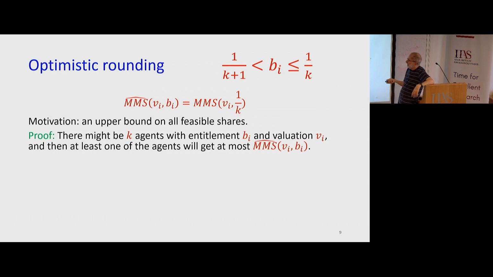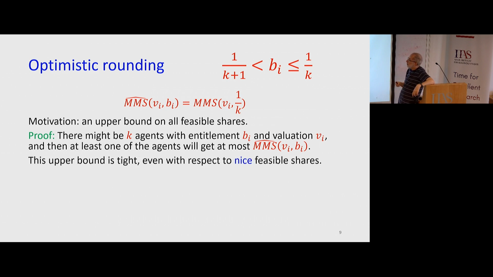And indeed it is, for a very simple reason, because there might be k agents, all with this entitlement bi, so all would be rounded up to 1/k. And if they all have the same valuation vi like you, then at least one of the agents would get at most this share value, this MMS value. So if you want a share that is feasible, it cannot have value higher than this particular share. So this is a good upper bound.